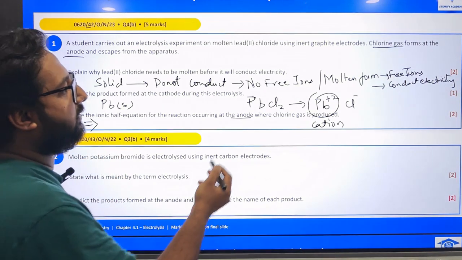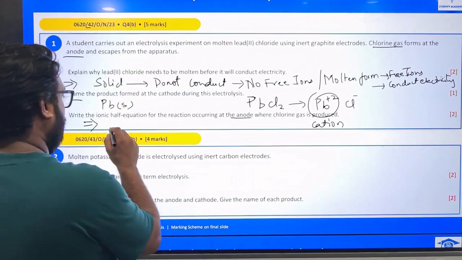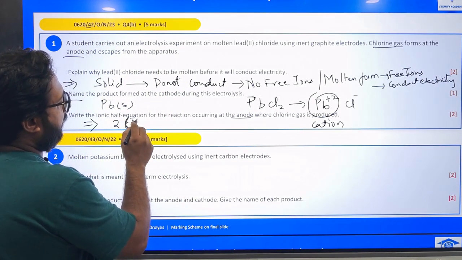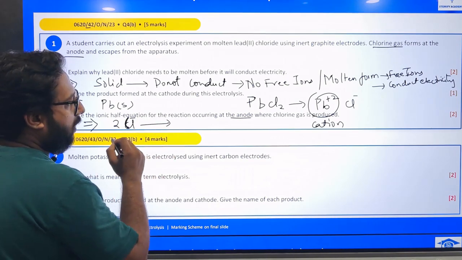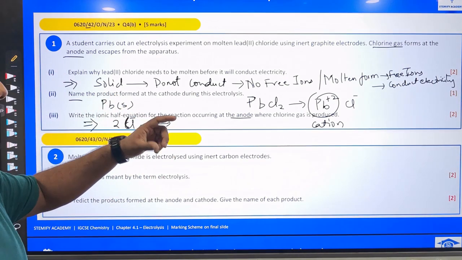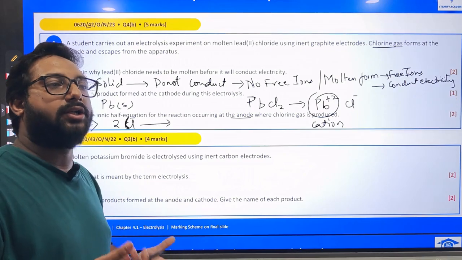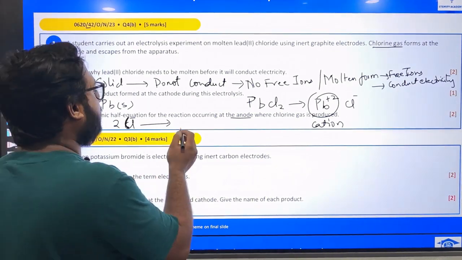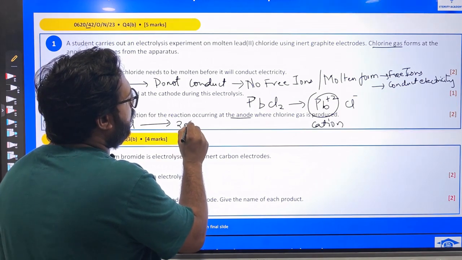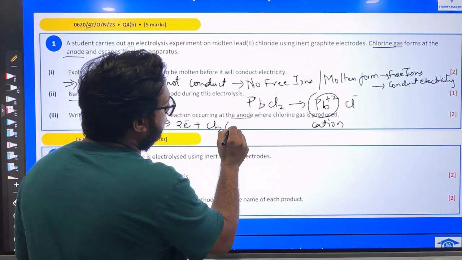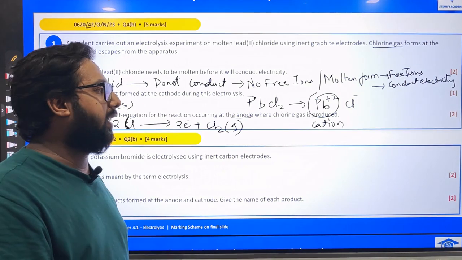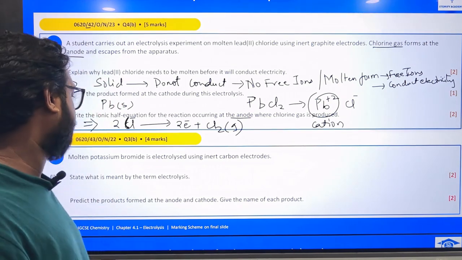So at anode, as we discussed, the chlorine gas is obtained. So 2Cl-, okay, 2Cl-. As we discussed, at anode oxidation occurs. So oxidation is loss of electrons. So 2Cl- gives 2 electrons plus chlorine gas, right? So this is the half ionic equation which is obtained at the anode.